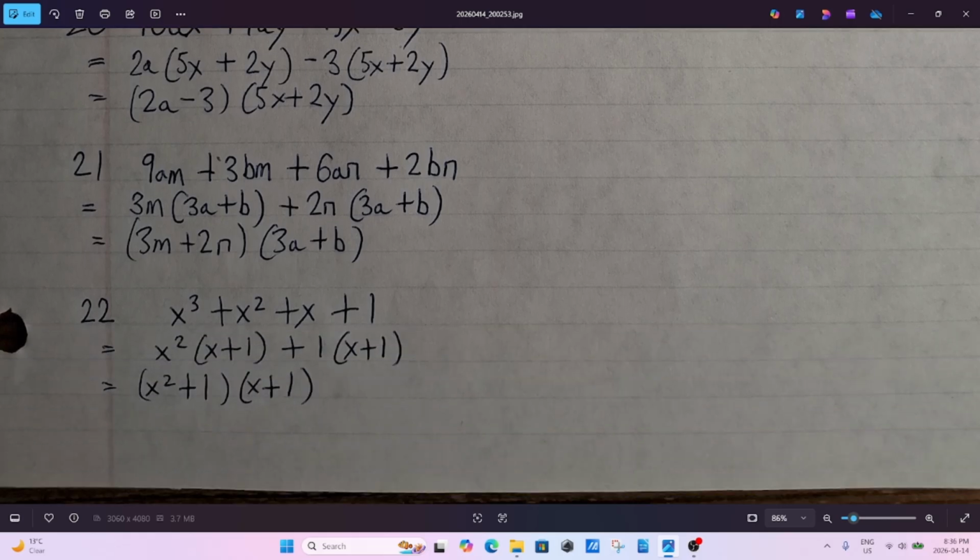Same thing with question 21, 9am plus 3bm plus 6an plus 2bn. Factor the first two terms, factor the second two terms, gives a common factor, and then that will give you the answer. 22, x cubed plus x squared plus x plus 1. We factor x squared from the first two terms. We factor a 1 from the last two terms and get x squared plus 1 times x plus 1.